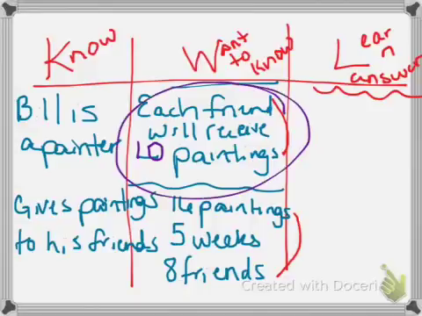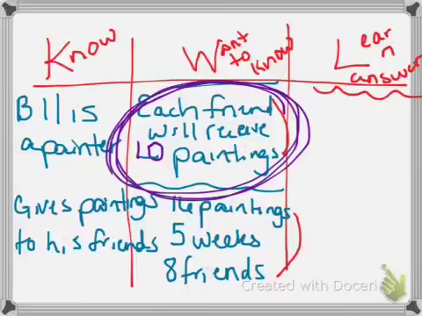So each friend will receive 10 paintings. This is super important: they must make sure they go back and check that sentence. We're having a lot of problems with them putting 10 remainder 4 paintings. Well, that doesn't quite make sense. So make sure they slow down and really think about this part.